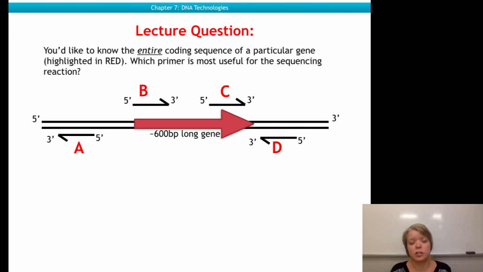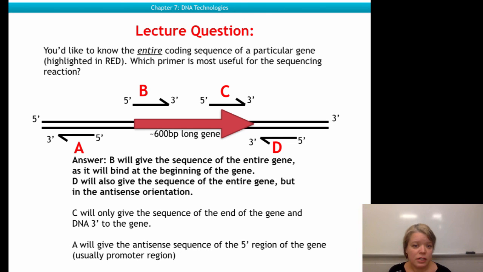So here's another lecture question that hopefully you guys will try to attempt to answer before I give away the answer. The idea here is to figure out which of these primers, A, B, C, or D, will be the most useful for sequencing the entire gene. In this case, it's going to be the gene for red. Now, the answer is you can use B.